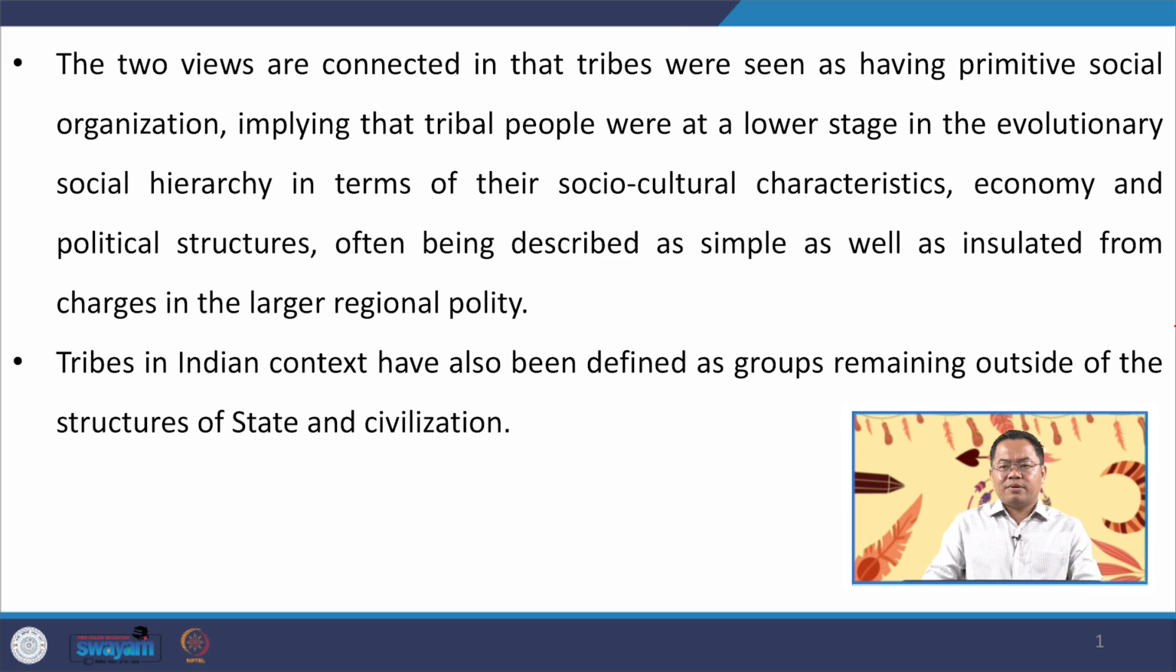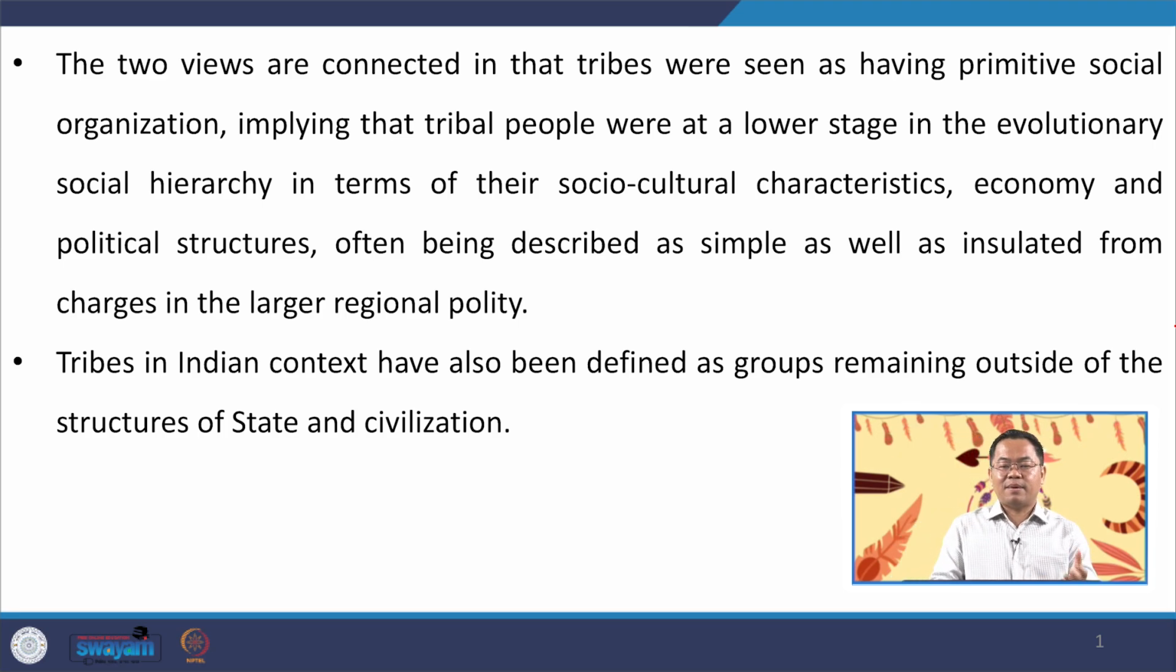Now, however, this is not to say that these two views are clashing with one another. There is some complementarity between the two views, in a sense that the tribal communities are seen as having primitive social organization, implying that they are at a lower stage in the evolutionary social hierarchy in terms of their socio-cultural characteristics, economy and political structures, often being described as simple as well as insulated from changes in the larger regional polity. Now, I just wanted to take some time explaining this evolutionary social hierarchy.